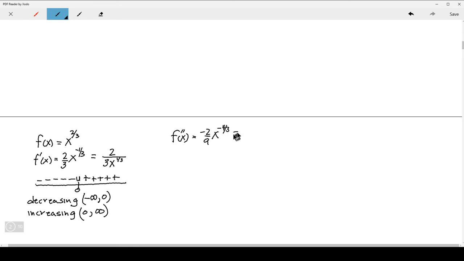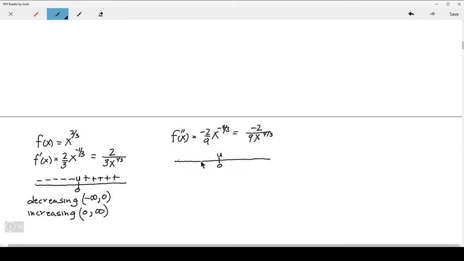Right, so that is, again, -2 over 9x to the 4/3. So this is, again, a point where the second derivative is going to be undefined. Okay, so if I do my line, if x is 0, this is undefined. Okay. Now I have to test my points, right?